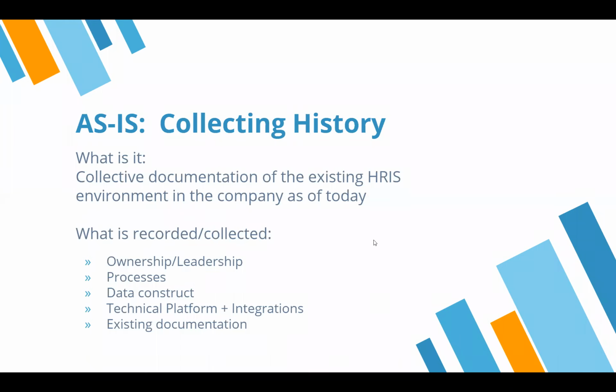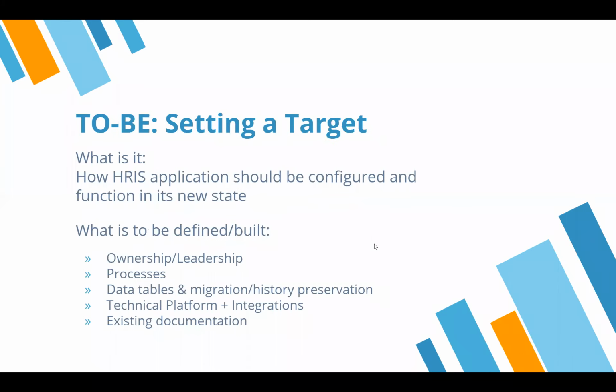So once you get all of the as-is information together, your next step is to do the to-be. So now we're going to set the target of where we want to be. Where do we want to go with our new system? We've got funding, we've got a technology, and what is it that we need to now prepare in order to marry those things to the as-is environment? So this one is, how do you want it to be configured and how do you want it to function in this new state?